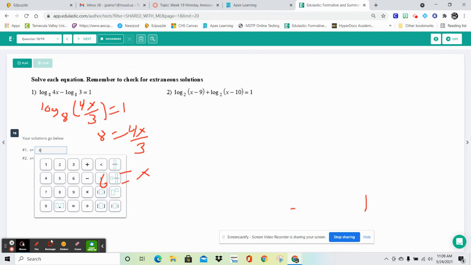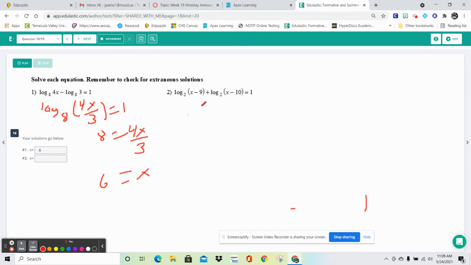Now with addition, it's very similar, but now when I condense it, I multiply together. So I got to multiply x minus 9 times x minus 10 together. That's a FOIL problem. I got to FOIL that together, double distribute. When I do that, I'm going to get x squared minus 19x plus 90 equals 1. Rewrite that: 2 to the first, which is just 2. So 2 equals x squared minus 19x plus 90.